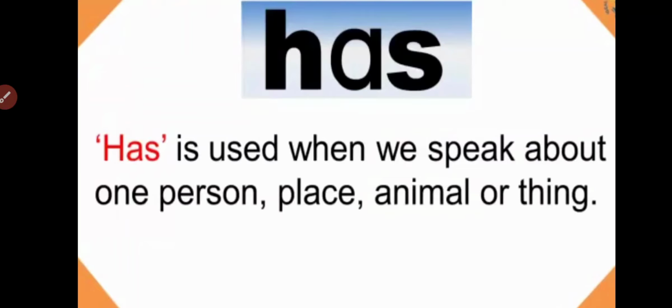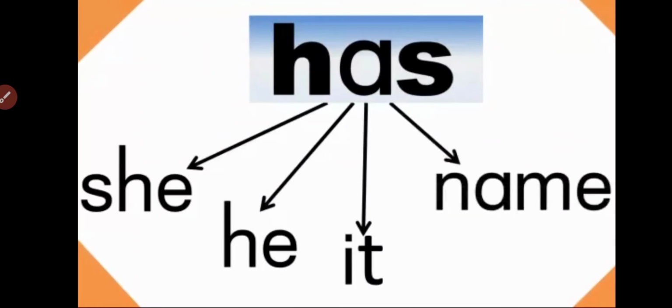Next we have has. Has is used when we speak about one person, place, animal or thing. Means when you have to show the possession with a singular subject, that time you will use has. She, he, it stand for singular. That's why we will use has here.